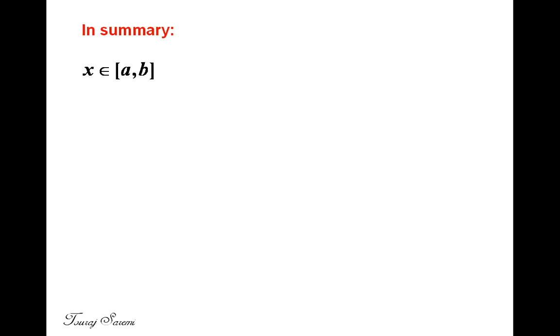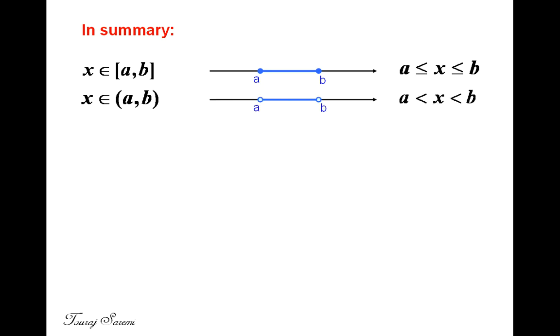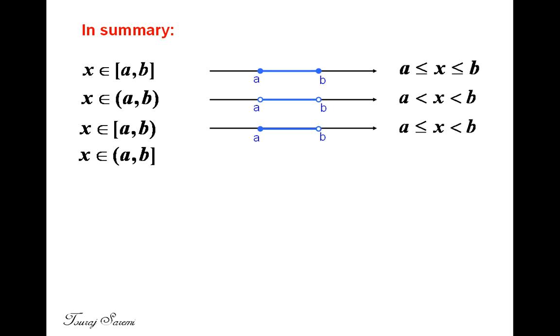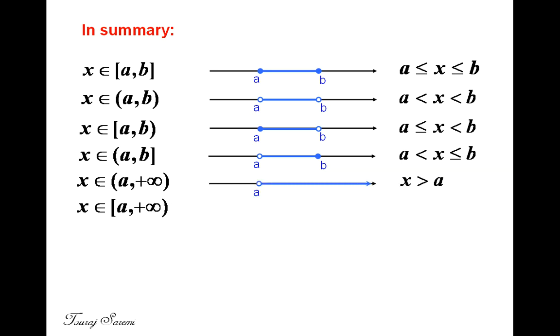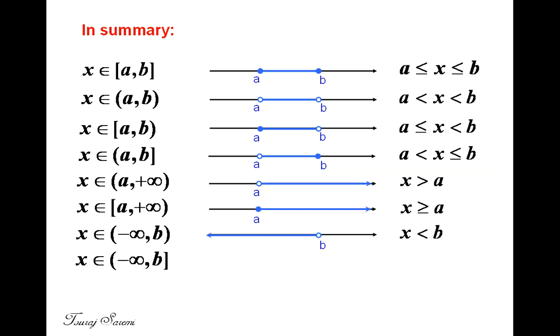In summary, the closed interval from a to b, the open interval from a to b, the interval half open on the right from a to b, the interval half open on the left from a to b, the open interval from a to positive infinity, the closed interval from a to positive infinity, negative infinity to b, negative infinity to b inclusive, all the real numbers or negative infinity to positive infinity.